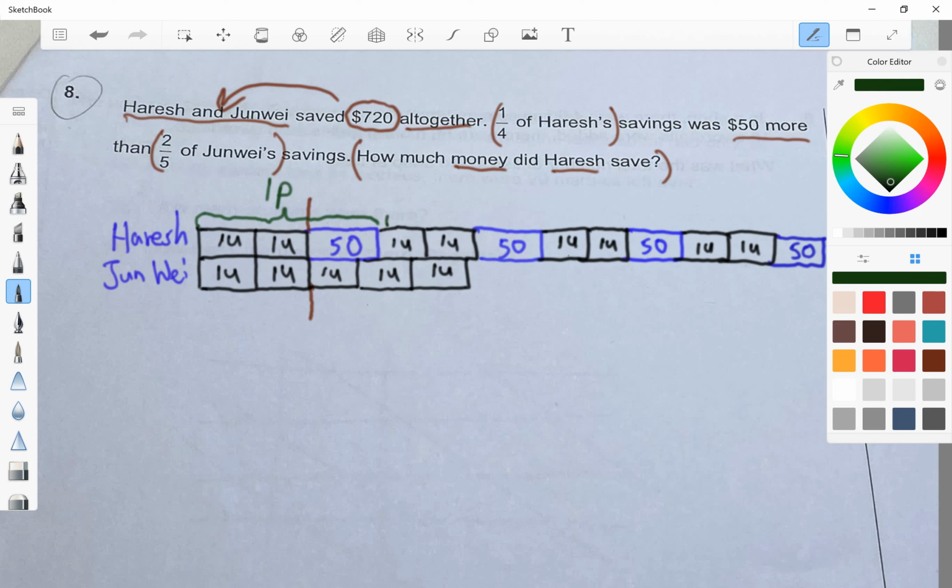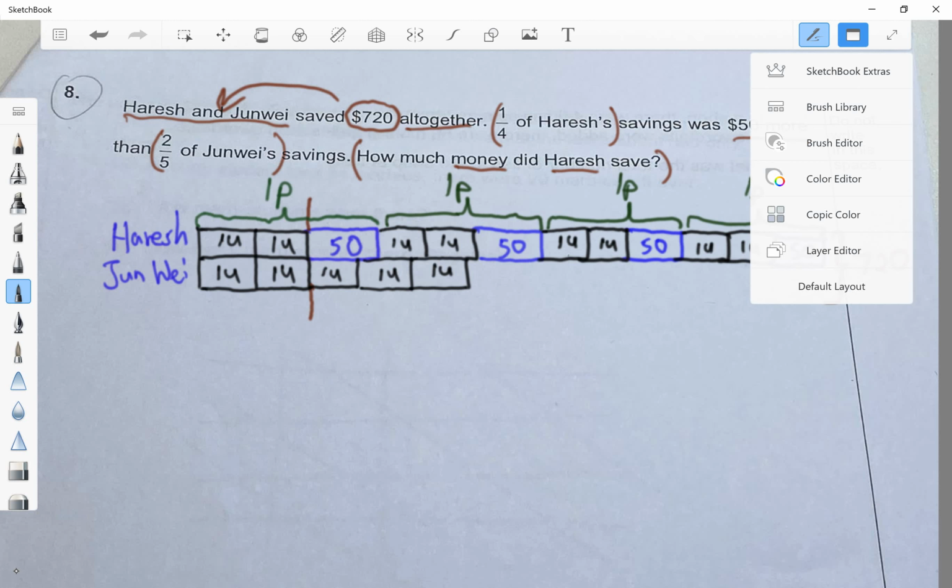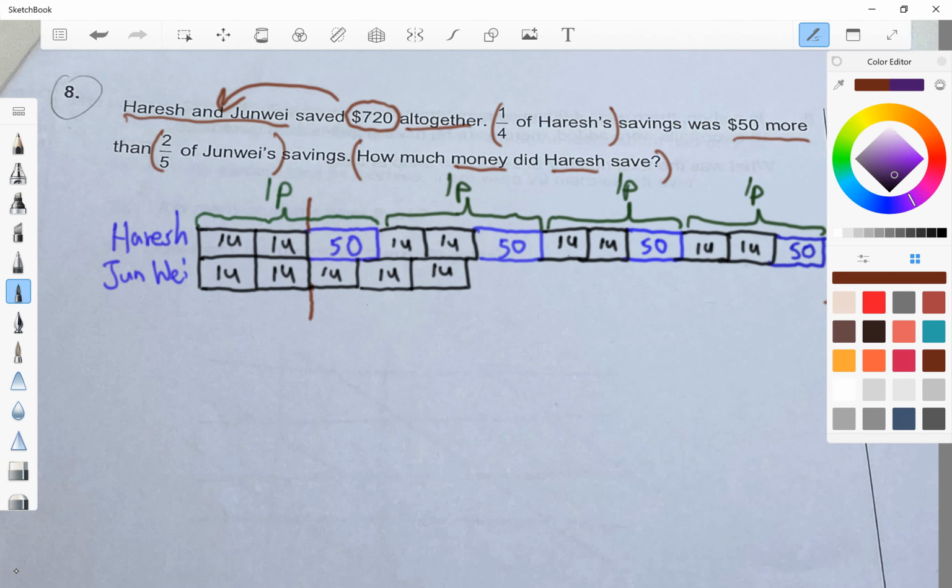So Haresh has 1 part, 2 parts, 3 parts, and 4 parts. It's all indicated nicely in my model. I will also show in the model itself that the total amount is 720. So having drawn the model for both Haresh and Junwei, I can actually proceed to solve the question.